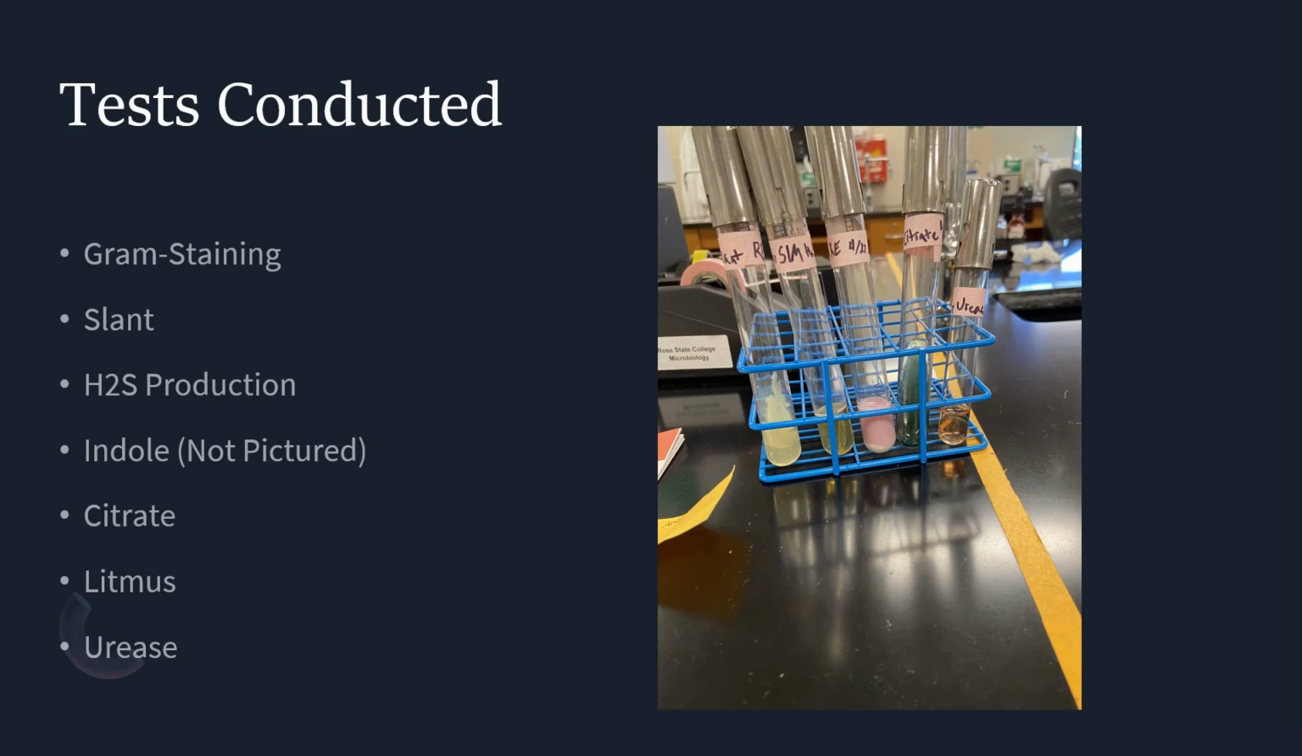And once again here we see the different tests conducted, not in any particular order, but I used the gram staining as my first test, followed with a slant. Slant's not really too important a test to help identify the bacteria, but it helps. From there we use the hydrogen sulfide production, an indole test, which is unfortunately not pictured. Citrate, litmus, and urease tests also followed.